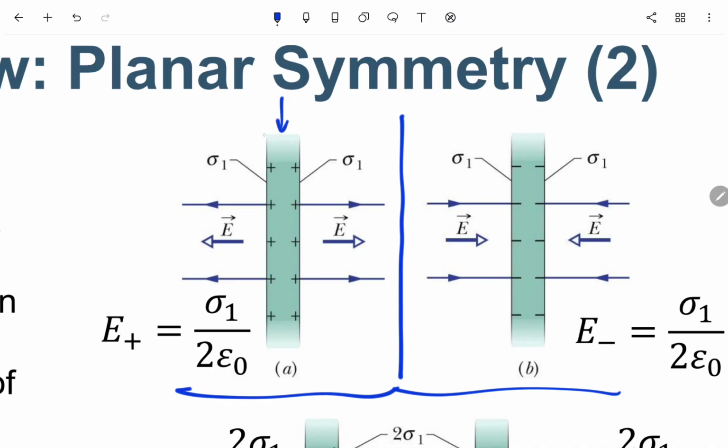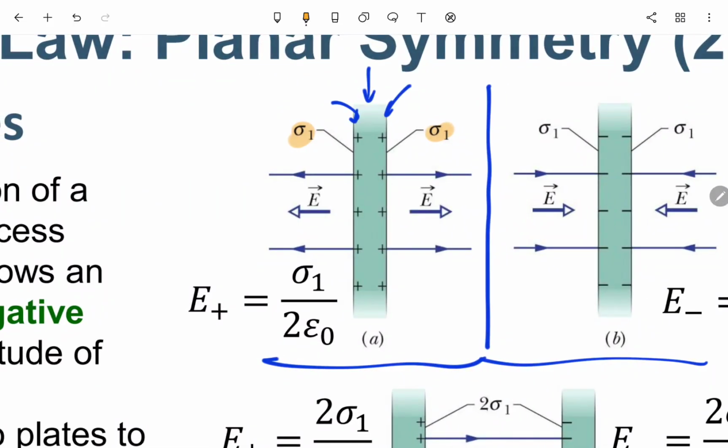Half of the charge will go to the left side, and the other half will go to the right side. So on each side, the surface charge density is sigma 1. Actually it will generate E plus. This is E plus, and E plus will be sigma 1 over 2 epsilon naught.